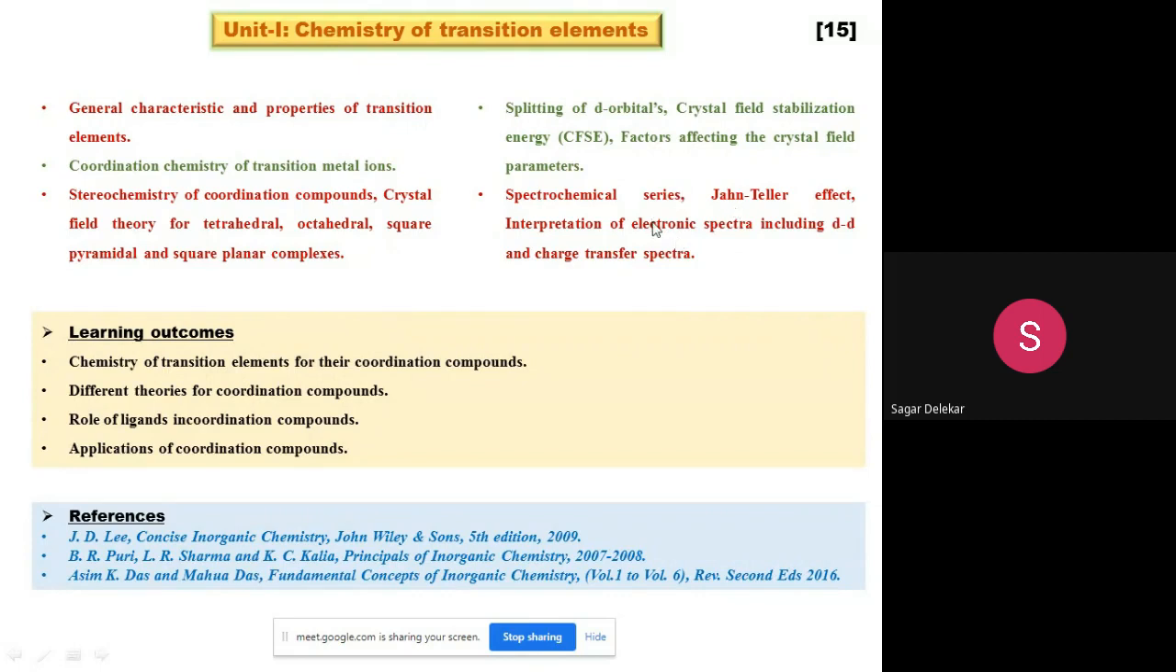So why these two bands? Why is there one band? Why three bands? Not only that, why a specific wave number or energy? All such information is to be covered under the interpretation of electronic spectra. But it is not possible to cover it only through d-d transition or charge transfer spectra. Just focus on d-d transition; basically you know that d-d transition is Laporte forbidden.